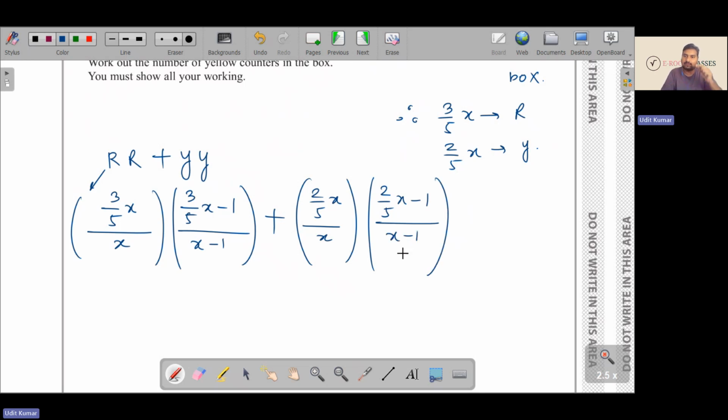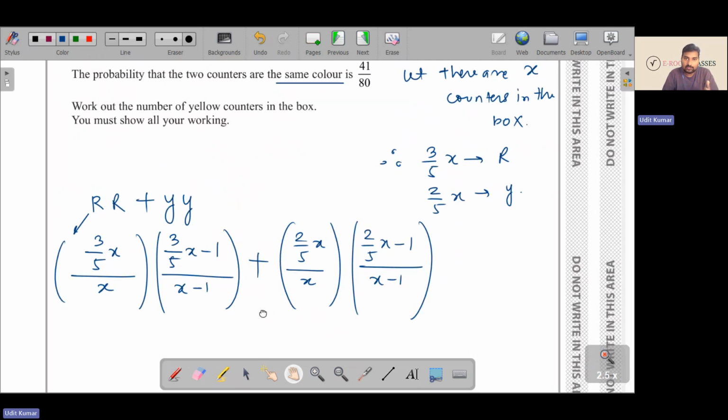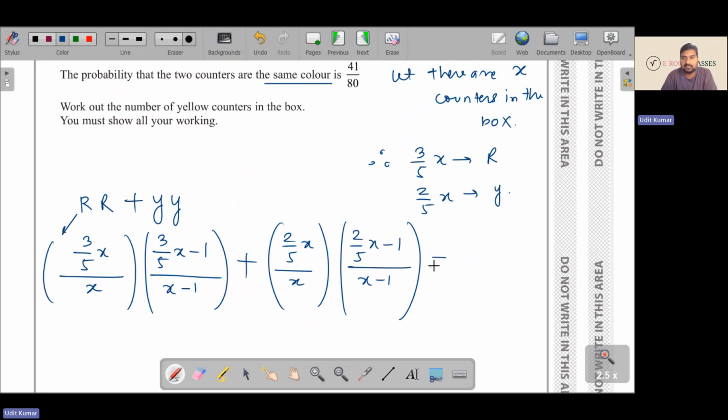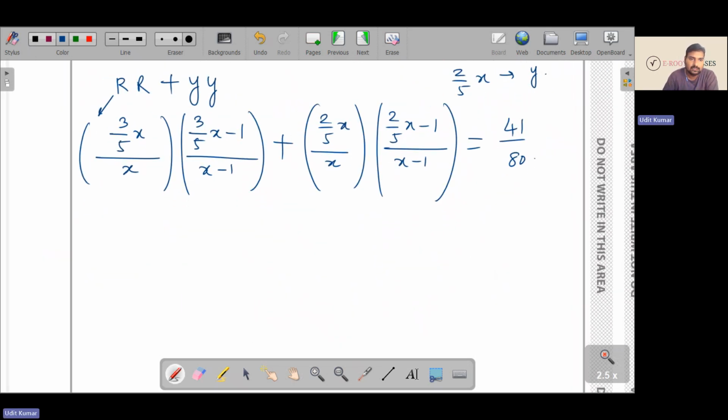Now, why this X minus 1? Because 1 counter is already taken. If the total number of counters is X, then for the second counter to be taken, there are only X minus 1 counters left. That is why it is X minus 1. According to the question, this equals 41 divided by 80. Now we have to solve this equation.